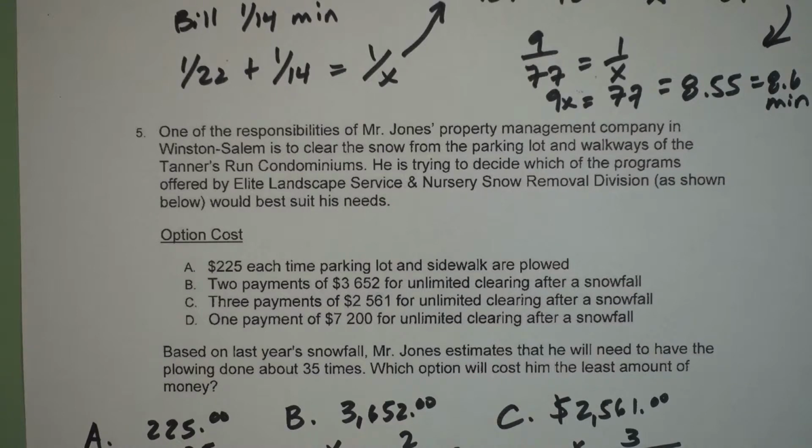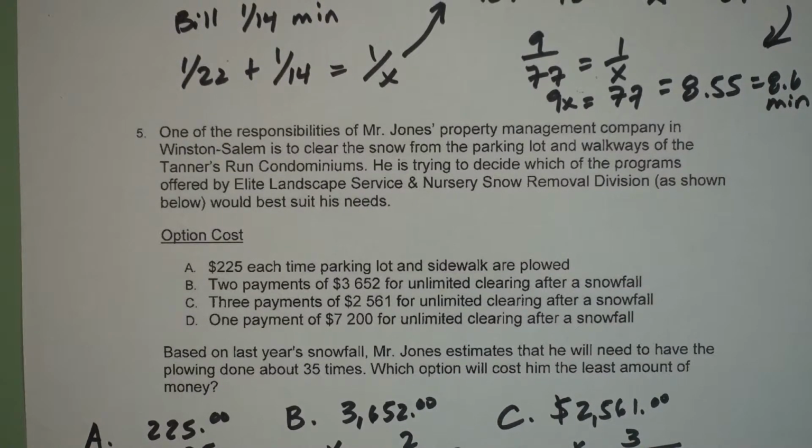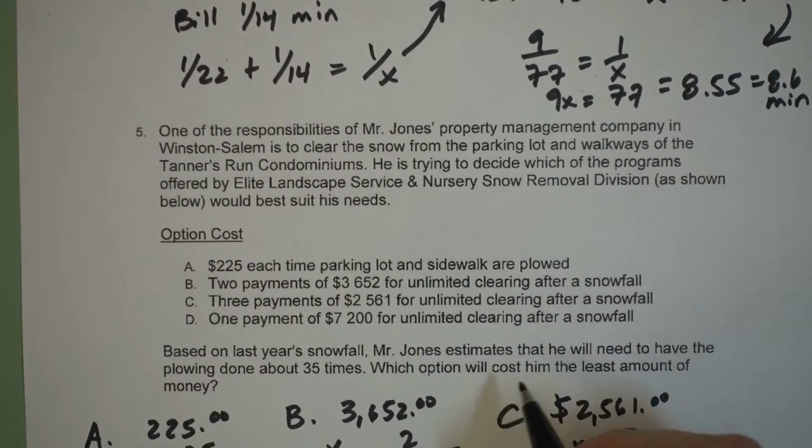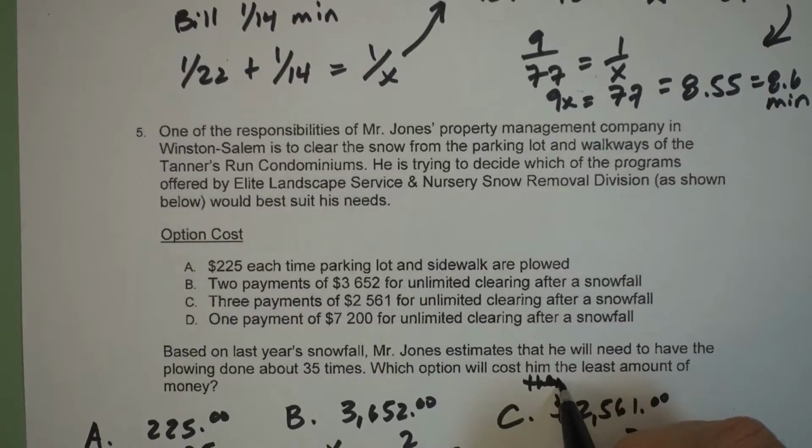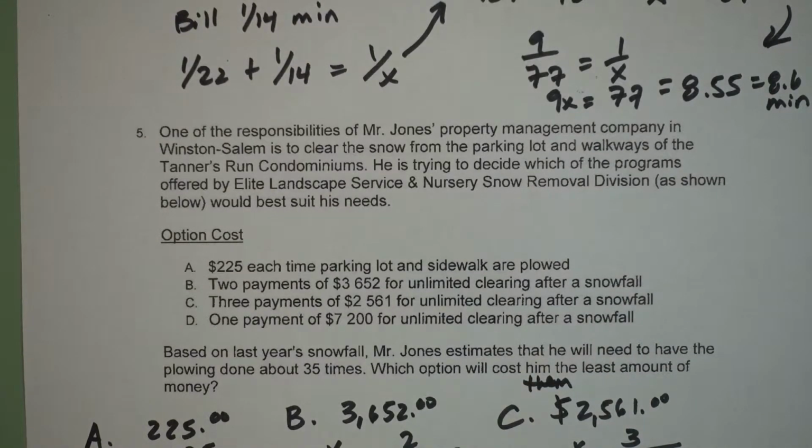It would be better if the contractor, or actually the Tanner's Run condominiums, paid the $7,200. So we really need to say which option would cost them the least amount of money. And so, we'd rather get that 225 each time we showed up, right? Basing it on 35 times.